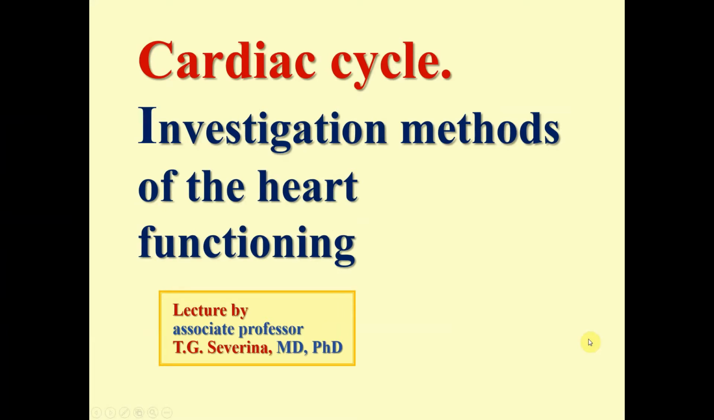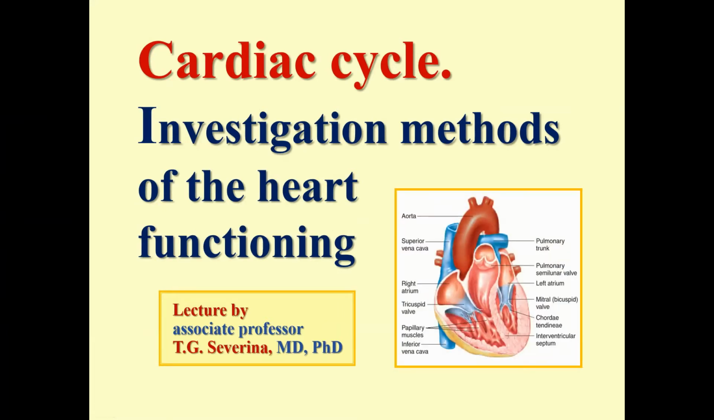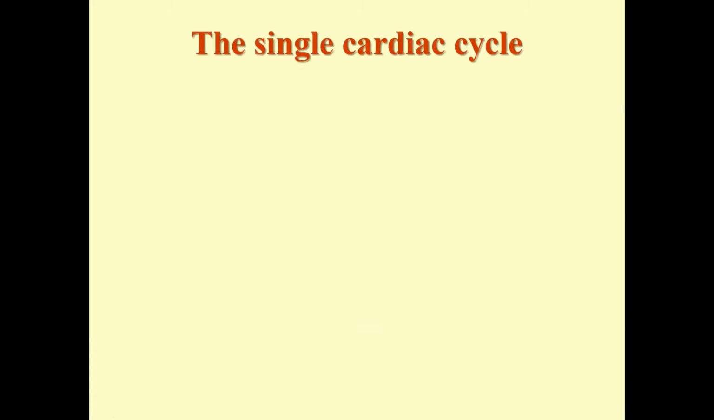This lecture continues consideration of the heart physiology, and now we are going to study cardiac cycle and investigation methods of the heart functioning. The first part of the lecture considers cardiac cycle. Cardiac cycle is the sequence of events that repetitively occur during heart functioning. These events include many changes, including the state of the heart muscle, the state of valves, changes of ventricular pressure, of ventricular volume, and the sounds that appear during the heart functioning.